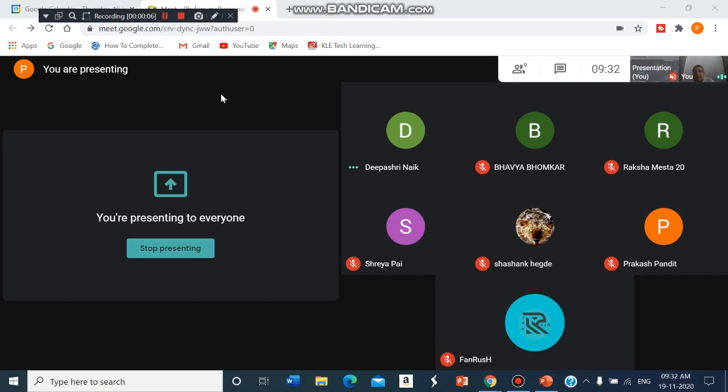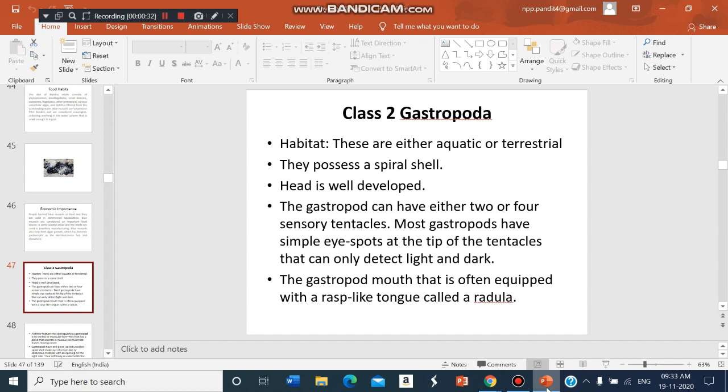In the last class, we discussed the general characters of phylum Mollusca, and we also tried to understand one class and its examples, the Bivalvia, with two examples: the freshwater mussel or Unio, and the other being Mytilus. So today we will move on to the next class, that's the class Gastropoda.